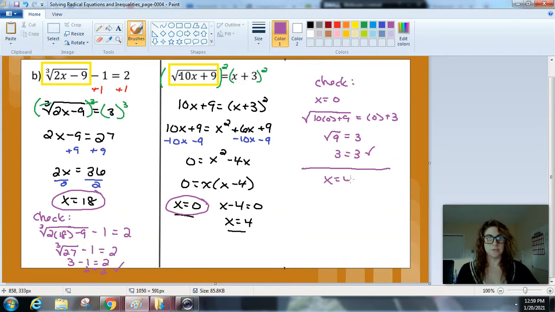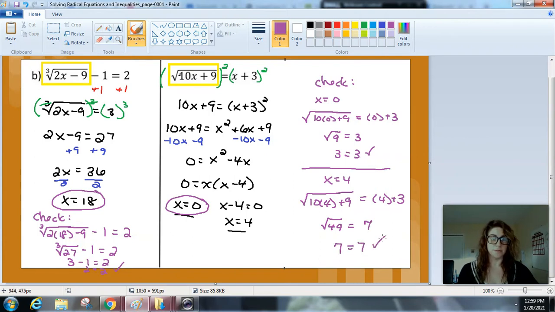Then I'm going to check x equals 4. Again, go back to the original, plug it in, simplify one side, and then simplify the other. 10 times 4 is 40, 40 plus 9, so I have the square root of 49. 4 plus 3 is 7, square root of 49 is 7. So this one works out also. So in this case, we had both of them work, whereas in the class, we did have some that were extraneous. When we plugged it back in, it did not make sense in the problem. Okay, so hopefully these extra examples helped you out.